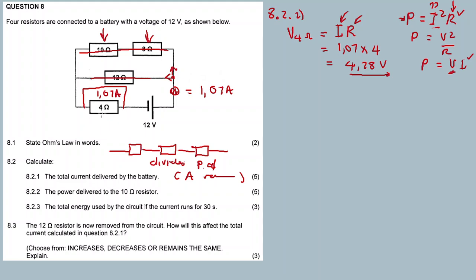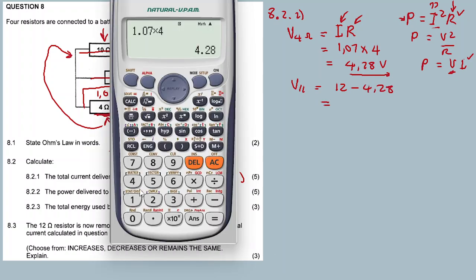Since this 4 ohm and this parallel connection are connected in series, the potential difference of 12 volts is divided. So from the 12 volts, 4.28 is taken, and what is left is across the parallel connection. Therefore, the potential difference across the parallel connection is 12 minus 4.28.